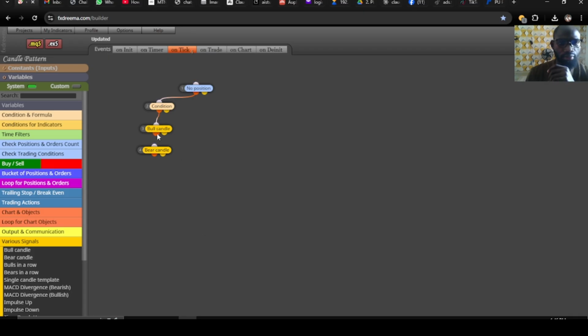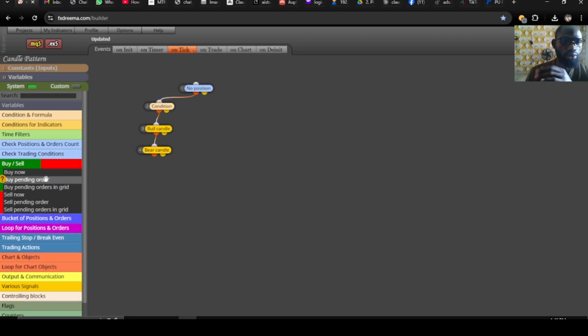Then the next thing we want to do is to bring out our buy now block. This block is responsible for the execution of positions. If this block is not available, the trading robot will never execute any position. So let's double click and edit the parameters.